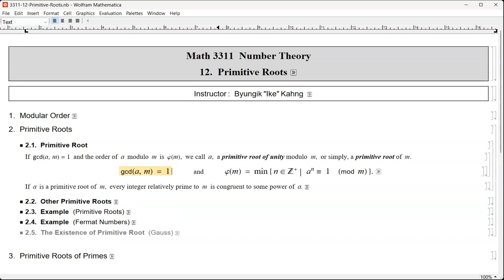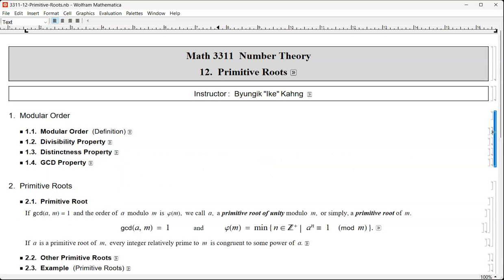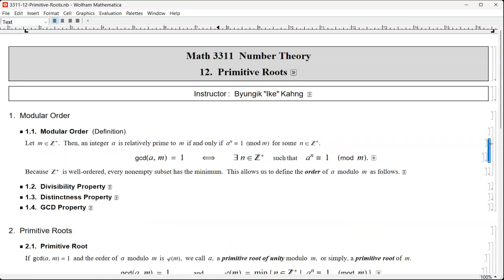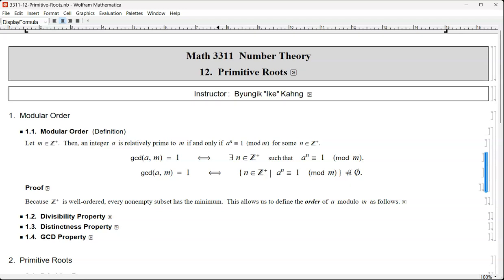Now, we need this condition. A and M must be relatively prime, upon which entire section 1 is built. Remember, what's the first thing we did in section 1? We proved this lemma. A and M are relatively prime if and only if there exists a certain positive integer n such that a to the nth power is congruent to 1 modulo m. Equivalently speaking, the set of all such n is non-empty.